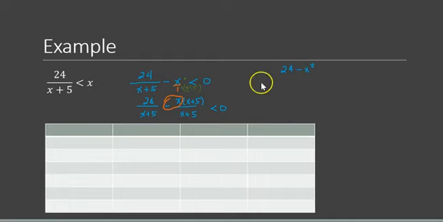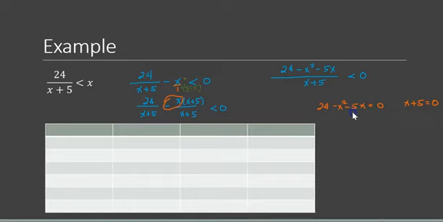Negative x times 5 is negative 5x over x plus 5, less than 0. So we have achieved our first goal of having a single fraction here and a 0 on the right side. So the next goal is to find the zeros. For the numerator, we want to solve when this will be 0, and for the denominator, when will this be equal to 0?